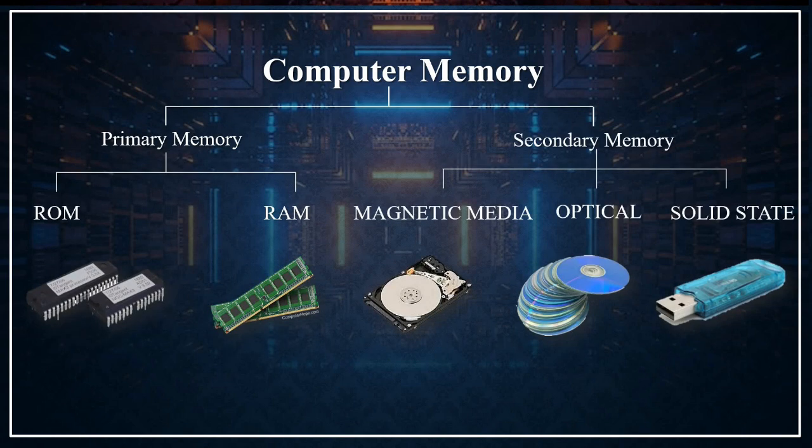Moving on, computer memory. So, computer memory is basically divided into two. One is primary and secondary memory. In primary memory, we got ROM and RAM. In secondary memory, we got magnetic media, optical, and solid state media. So these are the examples.